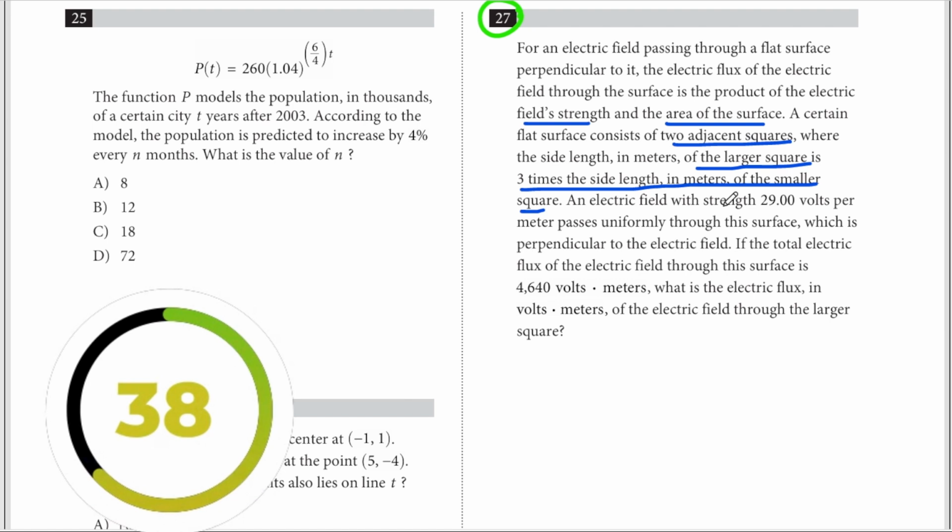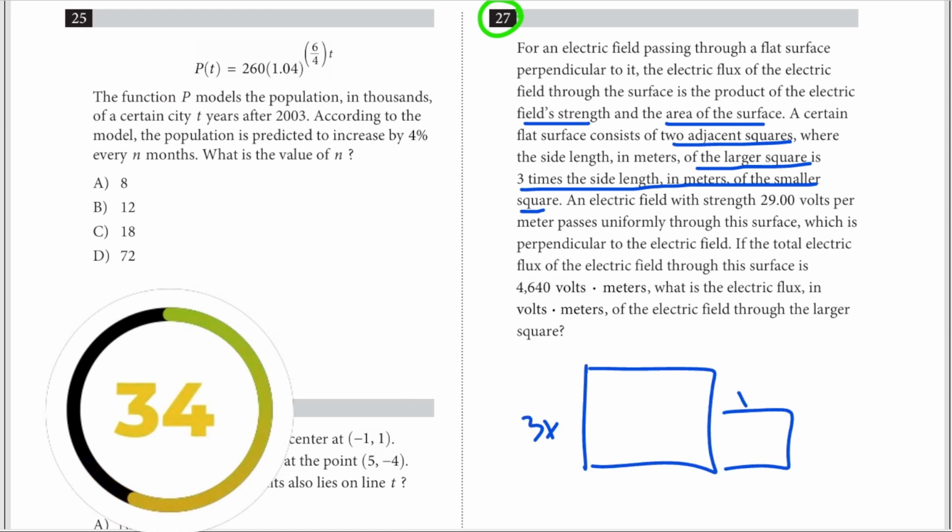That's important. So let's draw this out. So this is a larger square and this is a smaller square. An electric field strength of 29 volts per meter, blah, blah, blah. If the total electric flux of the electric field through this surface is 4640 volts, what is the electric flux in volts meters of electric through the larger square?